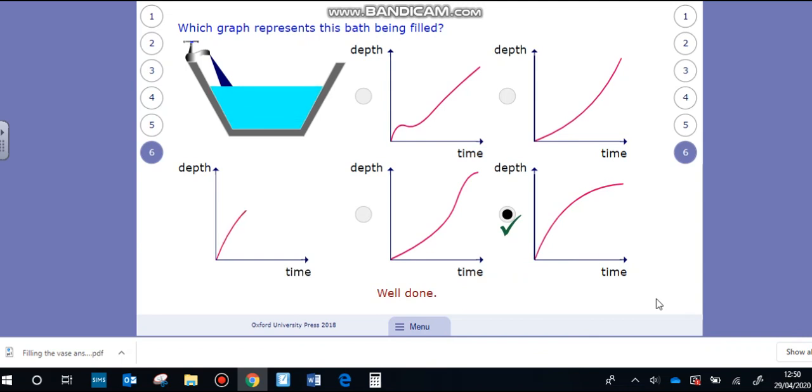Okay, and we can see it filled slowly. The height increased quickly at the bottom because we had a small surface area, but the wider it got, the slower it got, so we had to curve off. Okay, hopefully you found those quite useful.